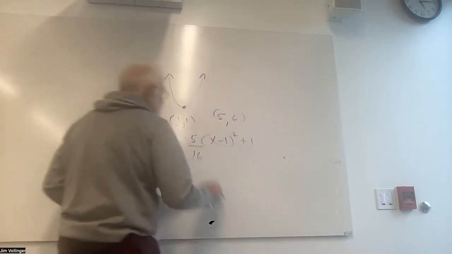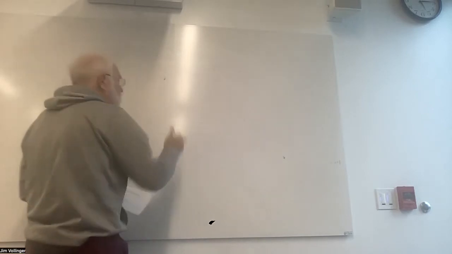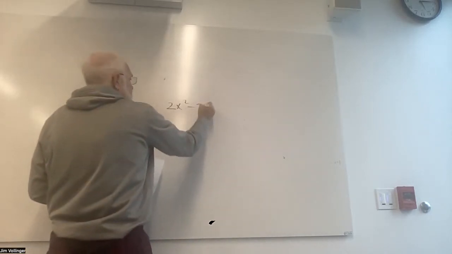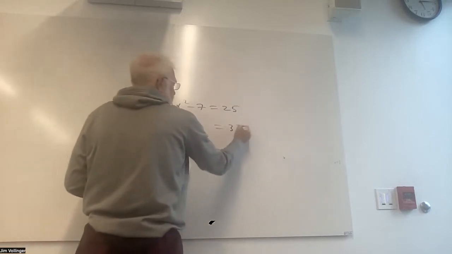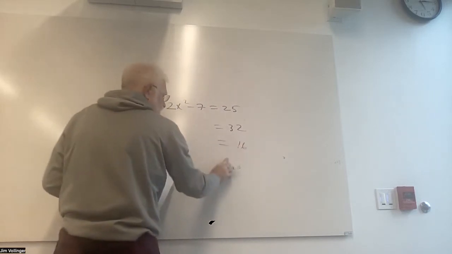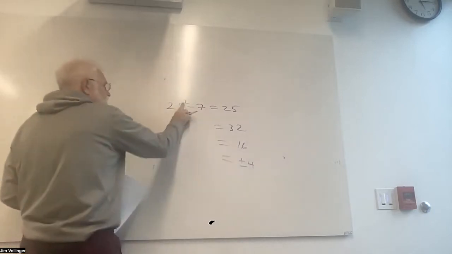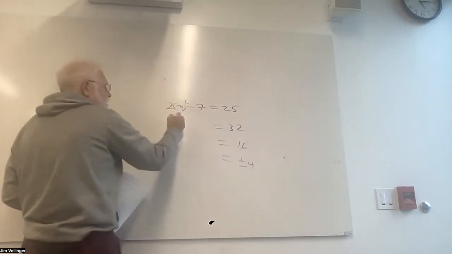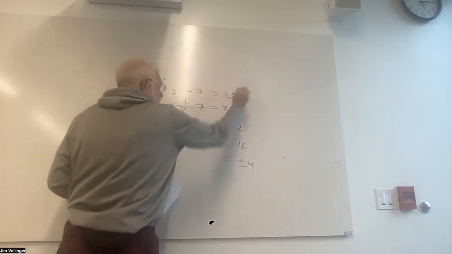2x squared minus 7 equals 25 is our next problem. So 2x squared minus 7 equals 25. So what am I going to do? I'm going to add 7. Going to divide by 2. Going to take the plus minus square root. Square root of 16 is 4. And might as well check an answer, see if it works. Let's put negative 4 in. 16 times 2, 32 minus 7. Oh my goodness, it works.